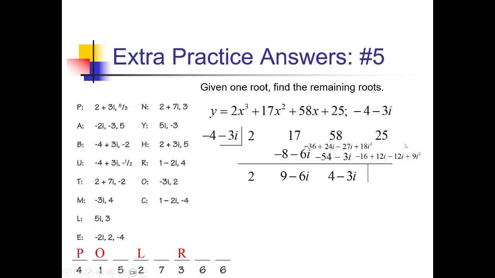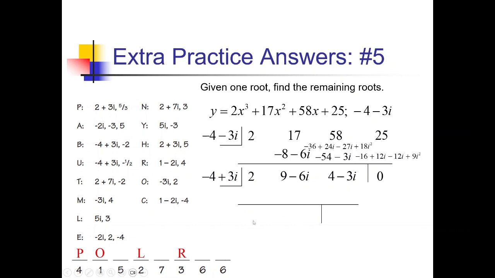12i's cancel. 9i squared is really negative 9, plus negative 16 is negative 25. Negative 25 plus this 25 up here is going to be 0. Now I'm going to divide again using these coefficients, and I'm going to use the conjugate, which is going to be negative 4 plus 3i. So only the imaginary number sign gets reversed here.